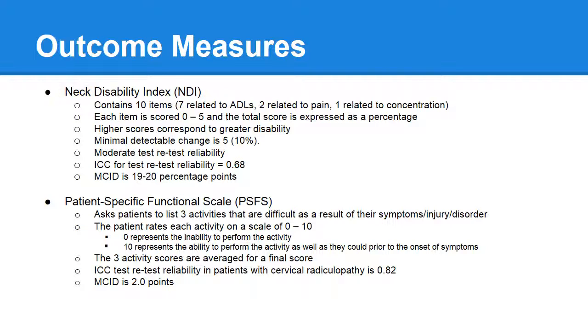The second outcome measure is the patient-specific functional scale. It asks patients to list 3 activities that are difficult as a result of their symptom, injury, or disorder. The patient rates each activity on a scale of 0 to 10. 0 represents inability to perform the activity. 10 represents the ability to perform the activity as well as they could prior to the onset of symptoms. The 3 activity scores are averaged for a final score. The ICC test-retest reliability in patients with cervical radiculopathy is 0.82. The MCID for this outcome measure is 2 points.